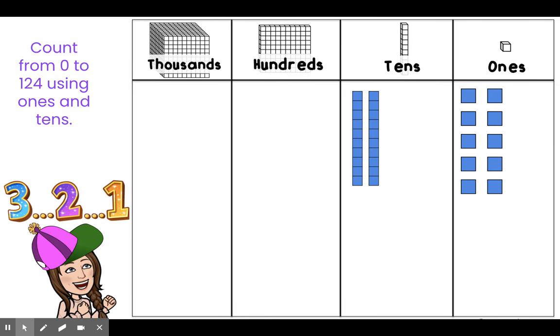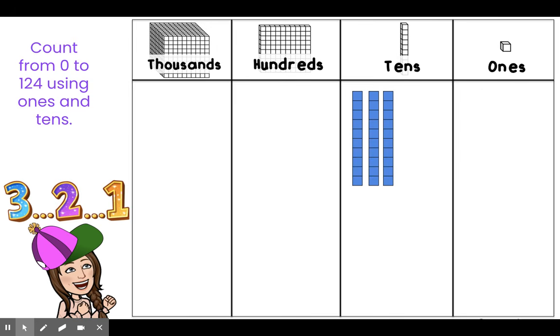Another group of 10 ones. Bundle and trade for a 10. We now have 3 10s. We also say that as 30. 10, 20, 30, or 3 10s.